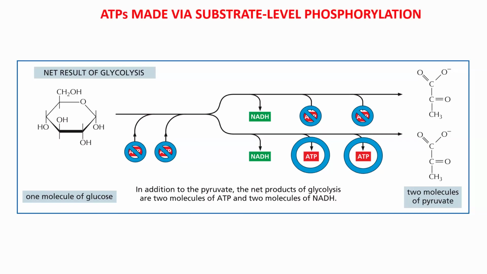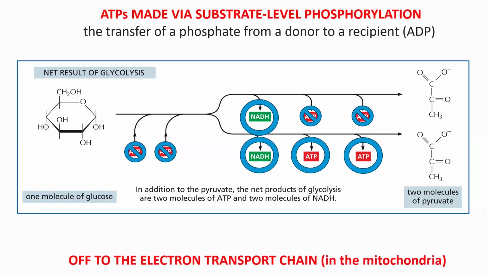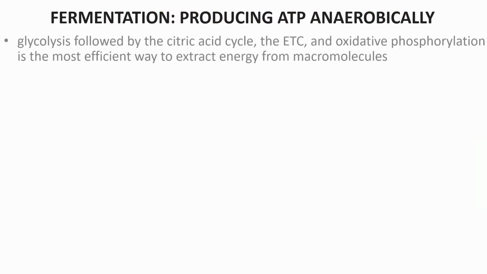And all these ATPs were made by substrate level phosphorylation, the transfer of a phosphate from a donor molecule that had a high energy bond to a recipient, which in this case was always adenosine diphosphate. And let's not forget, we've also reduced 2 NADHs, so we stole some electrons. And those electrons will go off to the electron transport chain, which is in the mitochondria, which we'll talk about next week. So before we move on to the citric acid cycle and talk about what happens to that pyruvate, let's talk just a little bit about fermentation, because fermentation is how cells produce ATP anaerobically, and it relies on glycolysis.